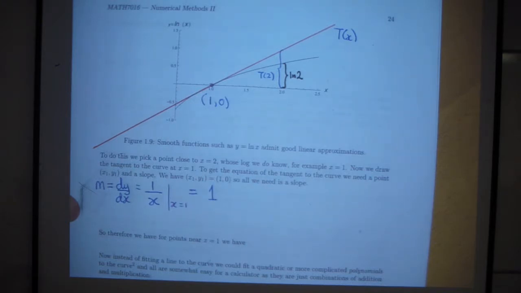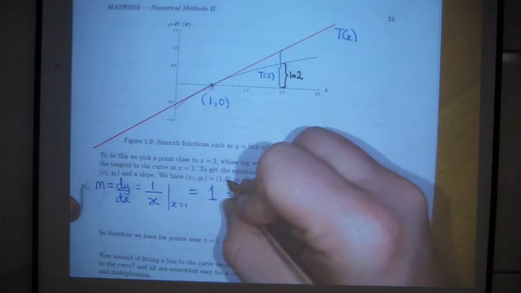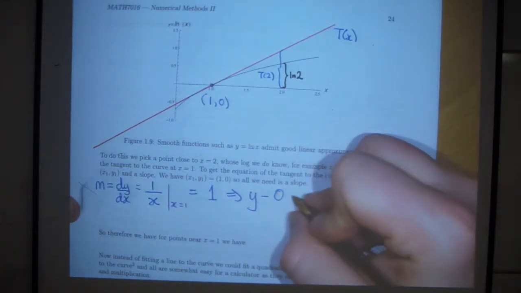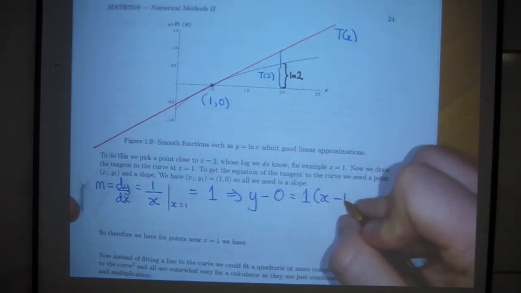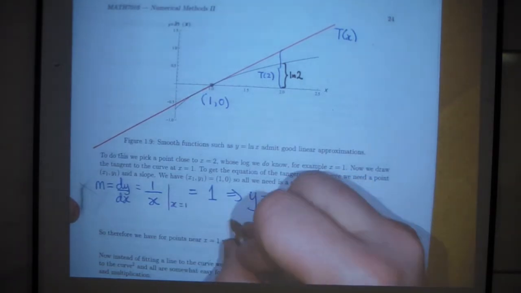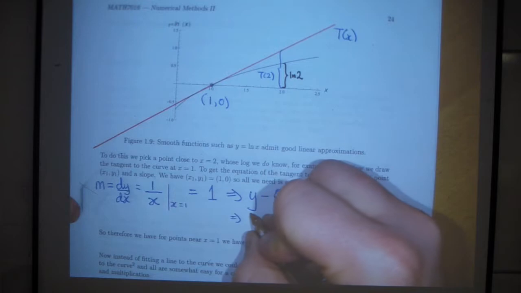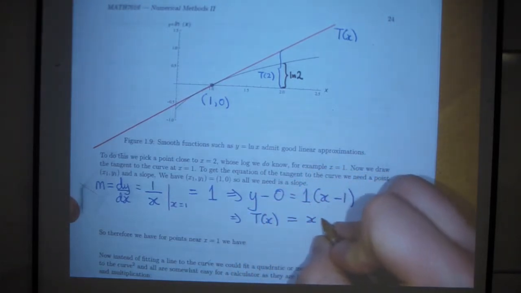There's something a bit gnarly about my drawing, but it's okay. So what we have is y minus y1. The y coordinate we know about is 0, which is equal to the slope, which is 1, times x minus x1, which is 1. And then we can just multiply this out, and we get that the tangent, T of x, is equal to x minus 1.